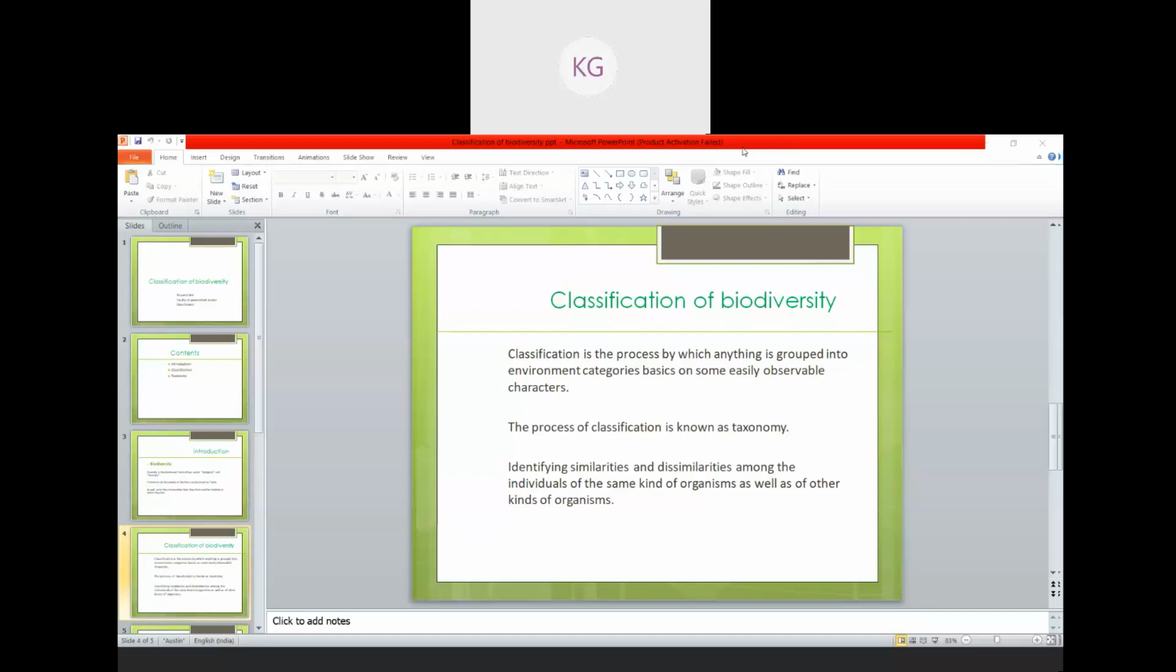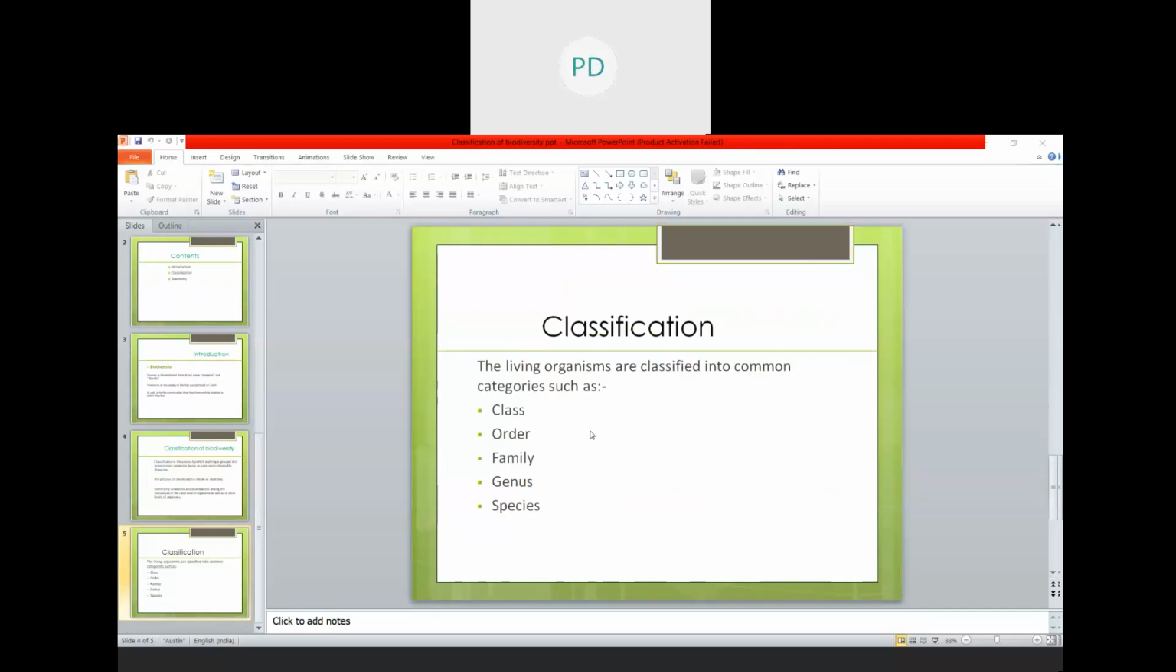The living organisms are classified into common categories such as kingdom, phylum for plants. Now, classification: the living organisms are classified into common categories such as class, order, family, genus, species.